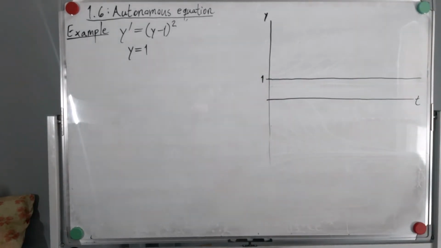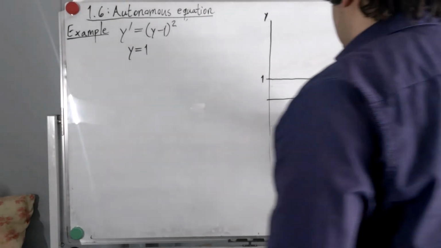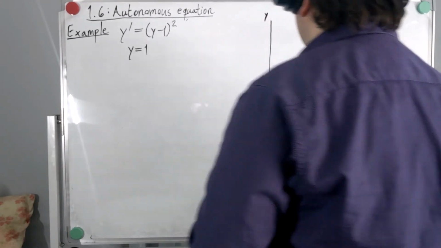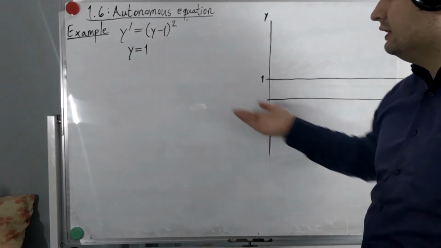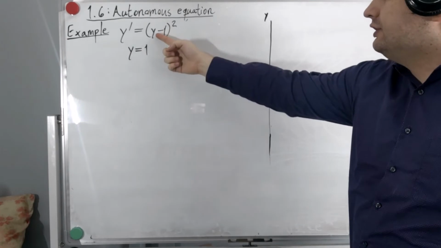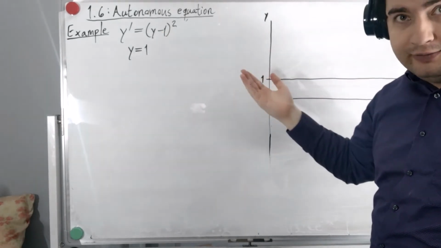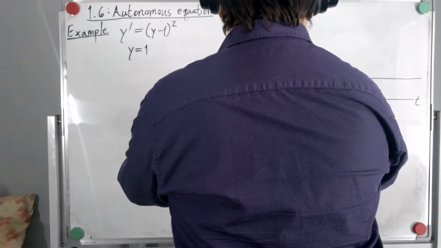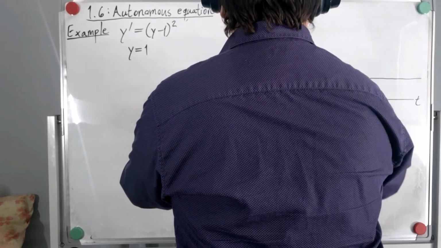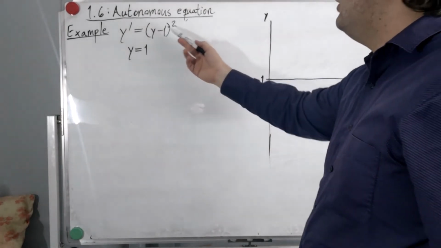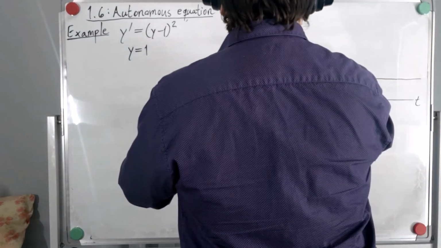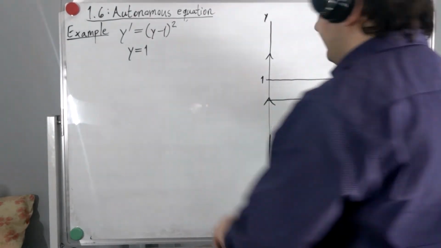All right, next up we need the phase diagram. So, take values of y that are less than 1, like 0. If you have 0, then you have 0 minus 1 squared, that's positive. So we have arrows going up in this region. And then if you take something larger than 1, like 2, 2 minus 1 squared, that's also positive. So we have arrows going up in this region as well.